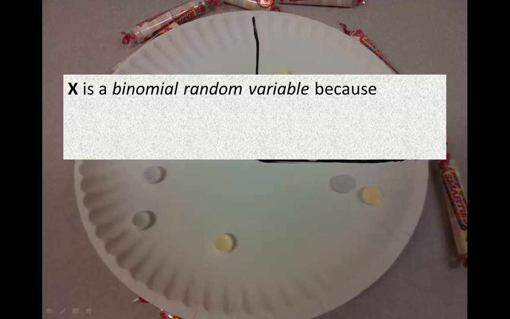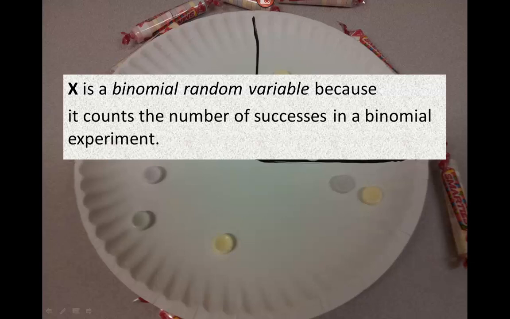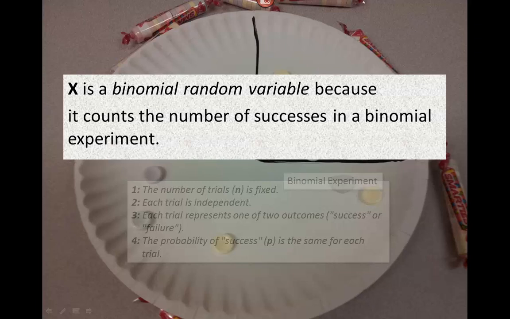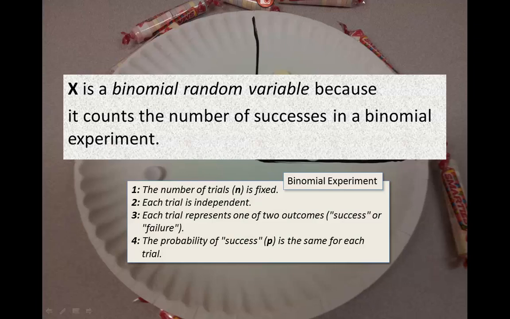We know that x is a binomial random variable because it counts the number of successes in a binomial experiment. A binomial experiment is a sequence of trials where the number of trials is fixed, each trial is independent, each trial has only 2 outcomes, and the probability of success doesn't change.